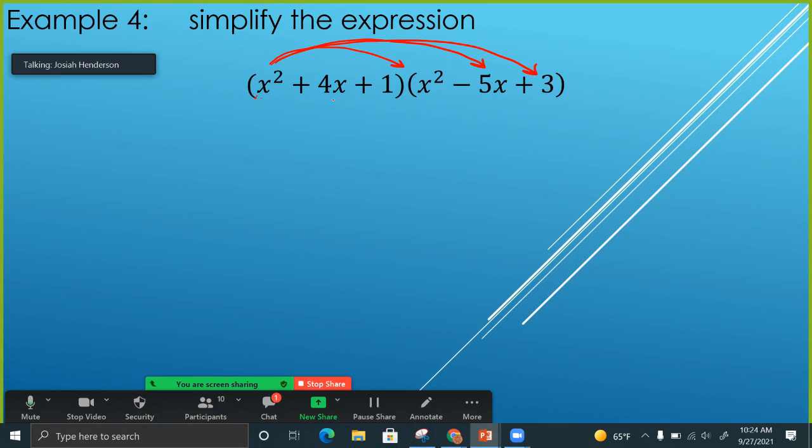And then we're going to have 4x multiplied to everything in the second parentheses. And then we're going to have 1 multiplied to everything in the second parentheses. Then we write them all together and we add or subtract like terms. And then we're done. So I'm going to do it the same way I've been doing it. Off to the side, we'll do all the individual multiplications.